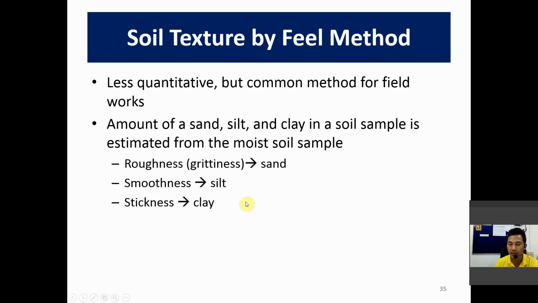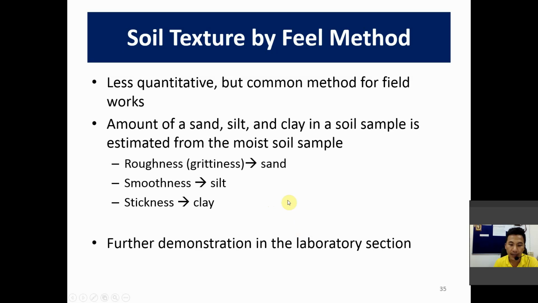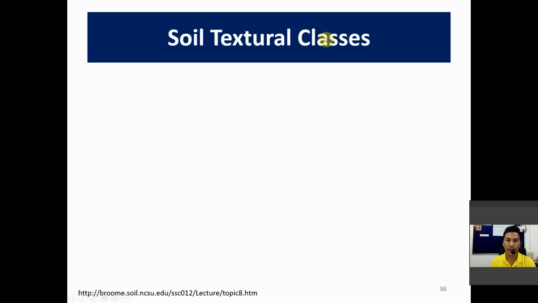So this is the behavior among these three soil particle sizes. You can use this behavior to identify them, and there will be a demonstration of this in the lab section.